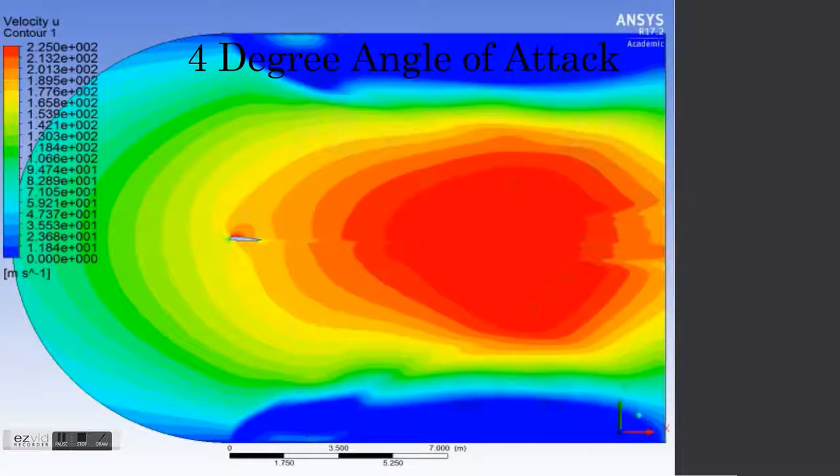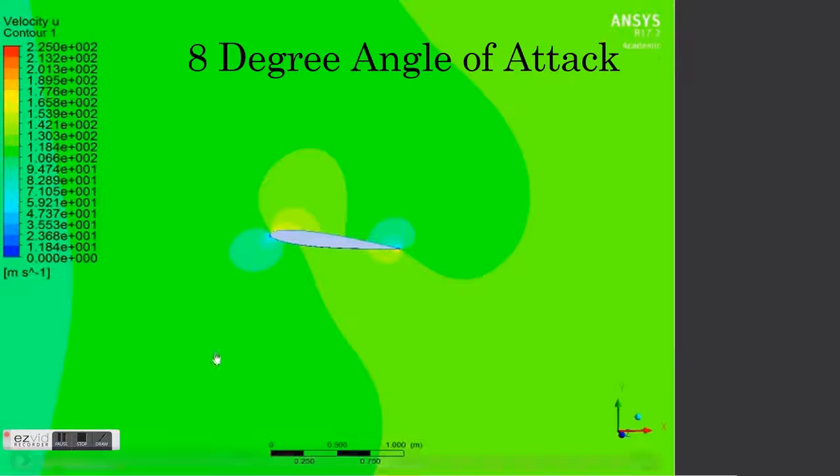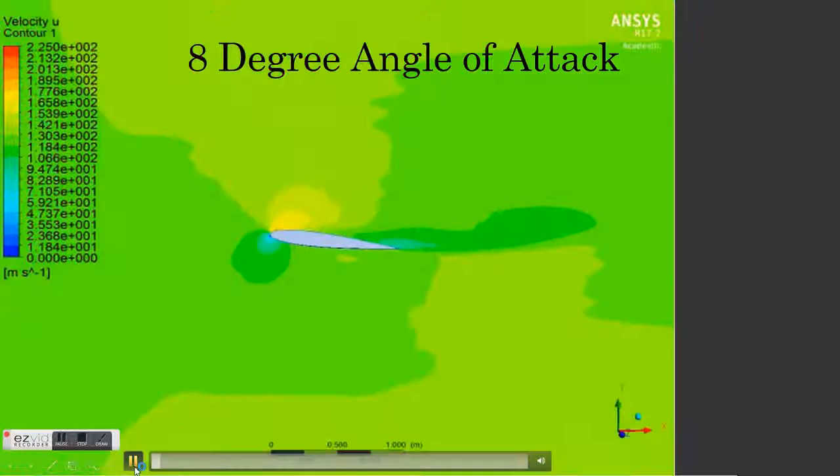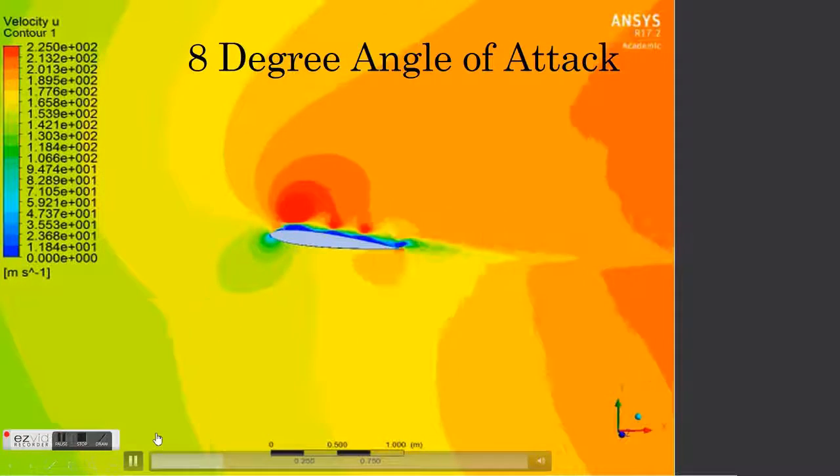Here is the U component of velocity over the airfoil at an angle of attack of 4 degrees. Notice the smooth flow over the surface does not seem to produce noticeable vortex shedding on our scale of interest. Now let's examine the 8-degree angle of attack and slow the animation down to better see what's happening. Notice the vortices are now forming on the backside of the wing.